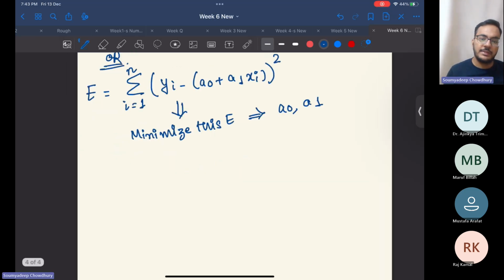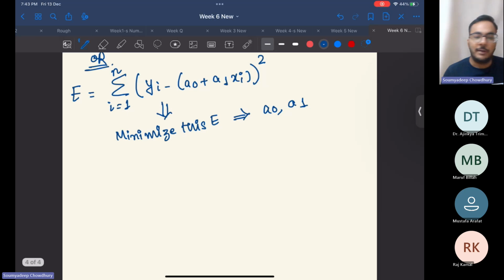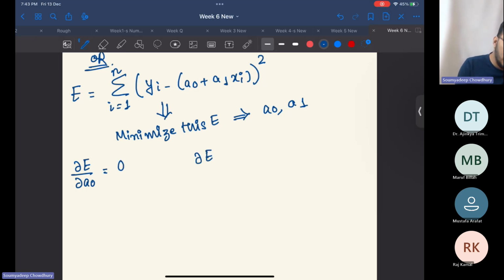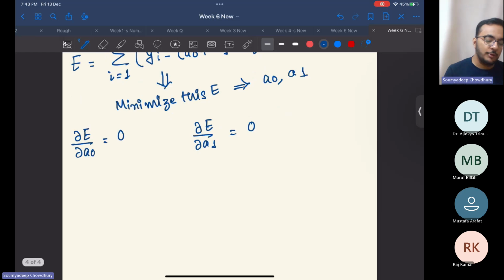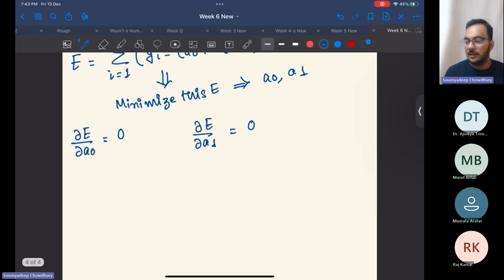So what we do is, when is a function minimized? When the derivative of the function is 0. So we differentiate this function: dou E by dou A0 equals 0 and dou E by dou A1 equals 0. If we differentiate this function, that is an algebraic procedure. From that, you have to find out your A0 and A1. So I'll directly write the formula for A0 and A1.